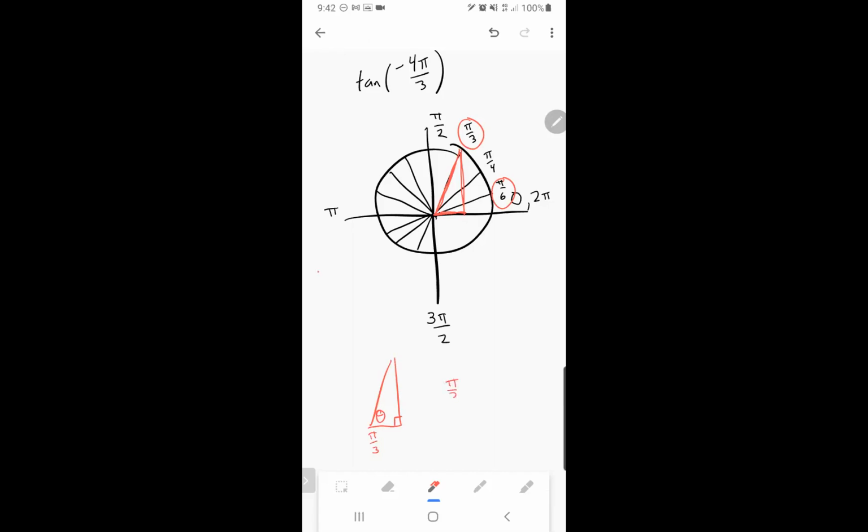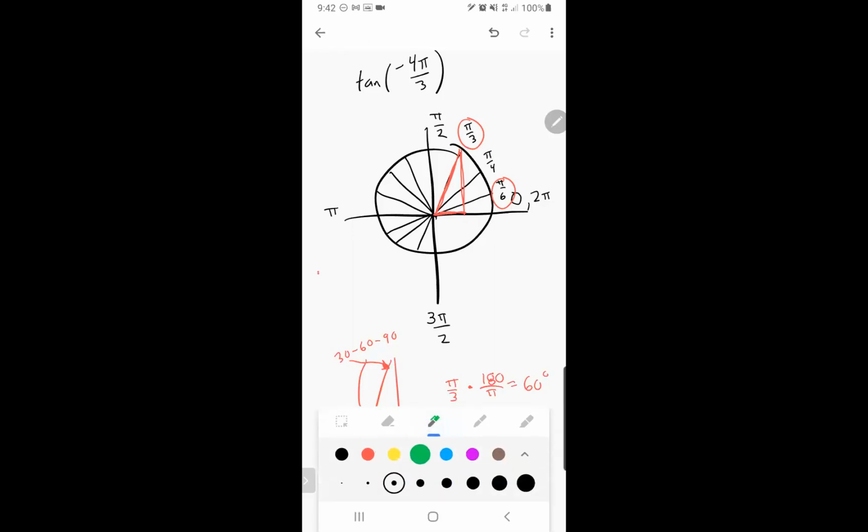Pi over 3, if you convert it to degrees by doing 180 over pi, gives you 60 degrees, because 180 divided by 3 is 60. So this triangle is a 30, 60, 90, where the 60 degree is down here and the 30 degree is up top.